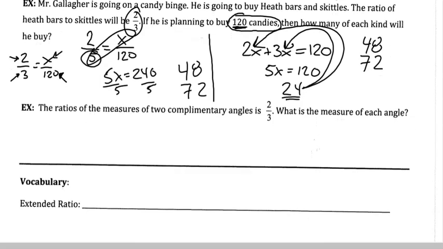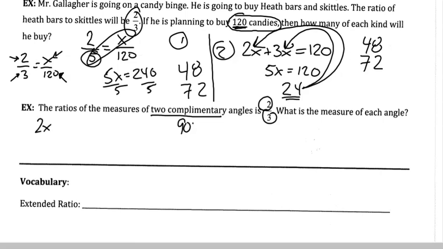Okay, now I want you guys to try this problem. We're saying two angles are complementary. Remember that means 90 degrees together. Try to figure out what each one of the angles is going to be if they are complementary and the ratio is 2 to 3. You can do it however you want, either method 1 or method 2.